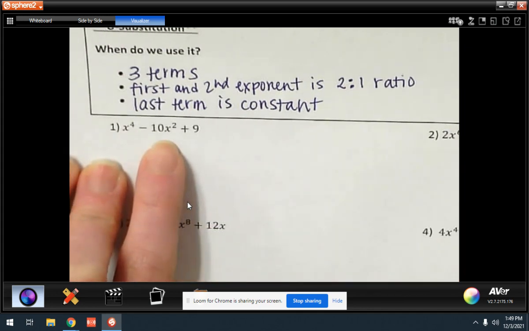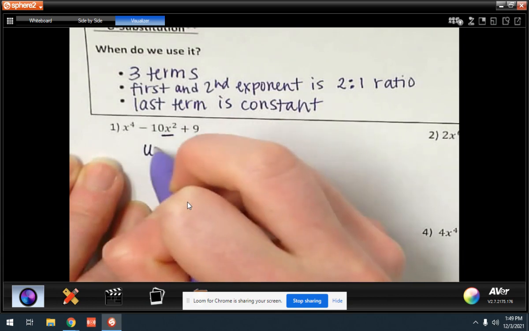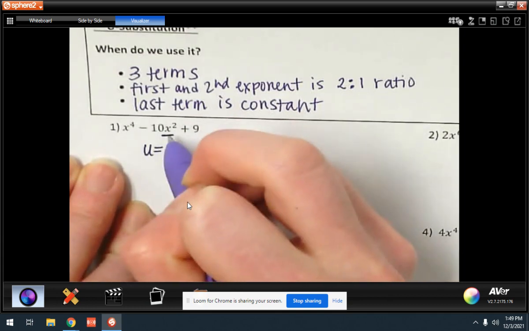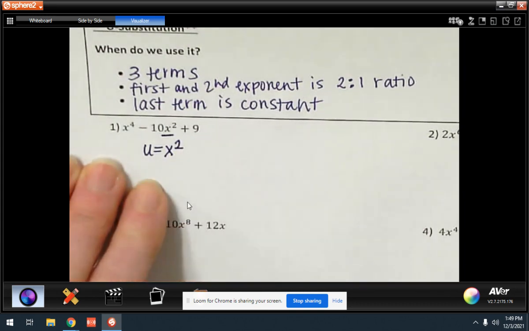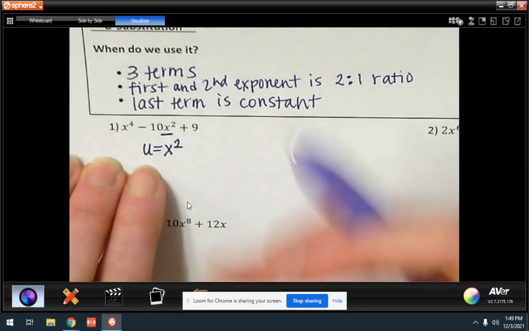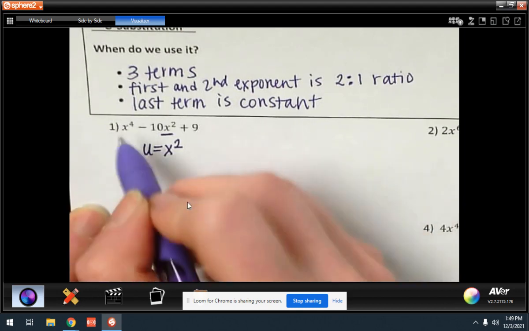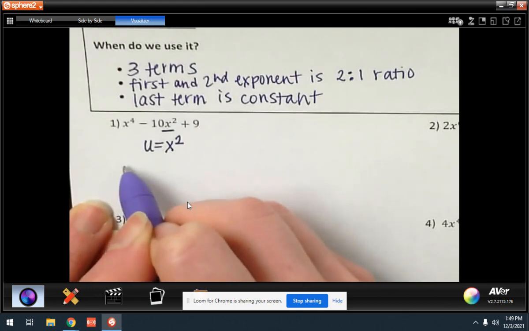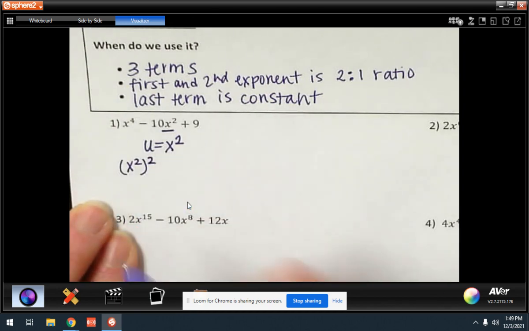Okay, and so how you're going to define U is you're going to set U equal to the middle variable. Here there's an x squared there, so I'm going to set U equal to x squared, meaning I'm going to substitute every x squared with a U. Just like in a volleyball or basketball game, you sub a player out, U goes in for x squared.